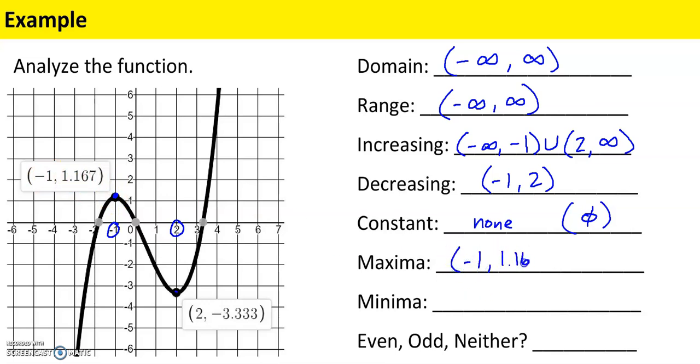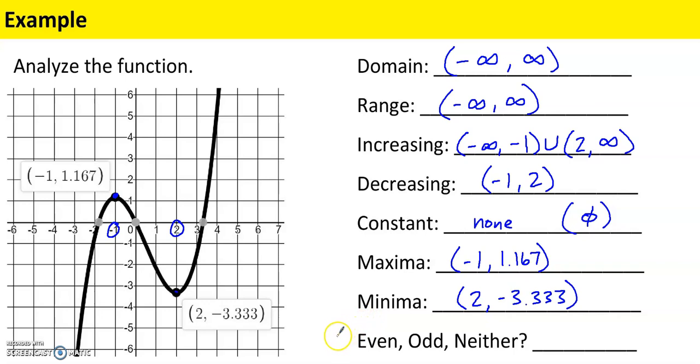There could be more than one of those. You could have a graph that has 2 or 3 or maybe infinitely many maximum points. Are there any minimum points where we switch from decreasing to increasing? Yes, right here. At 2, -3 1/3. Not every graph will have a maximum and minimum point.